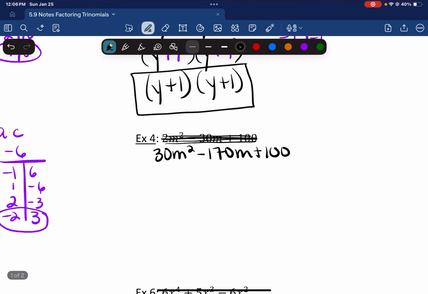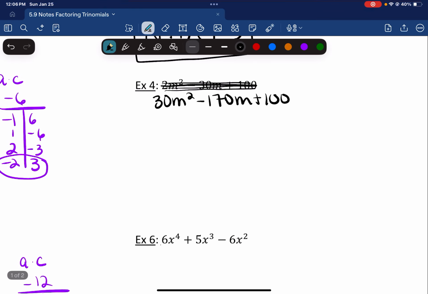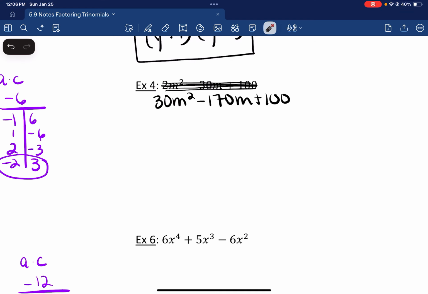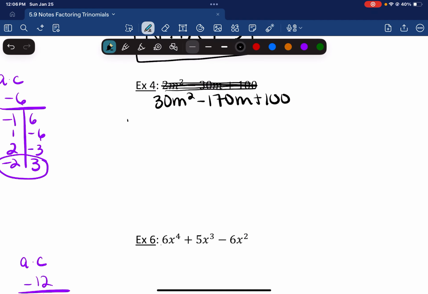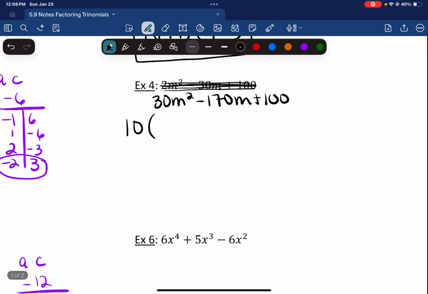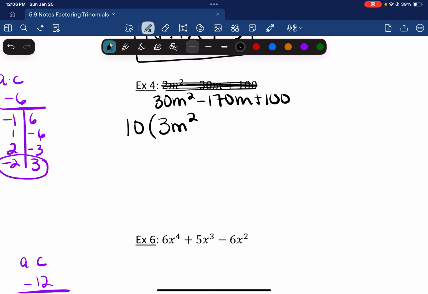and it actually might be more obvious in how to use this method. So I changed this problem to 30m squared minus 170m plus 100. Don't be afraid of these larger numbers, because when you look at these, you see that they're all divisible by 10. Hopefully you see that, because they all end in a 0. So let's factor out that GCF first. We have 10 times 3m squared minus 17m plus 10. And now it looks a lot more manageable.